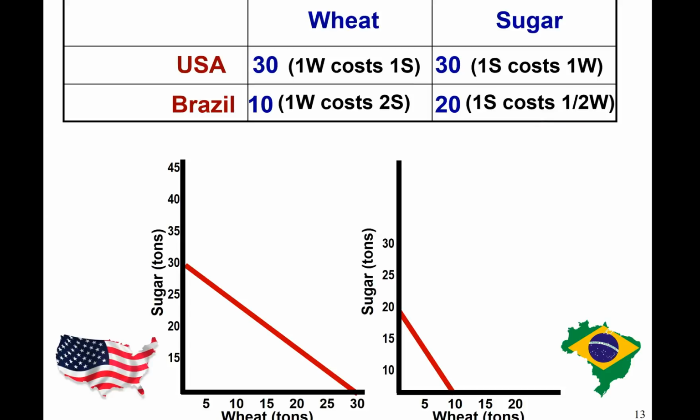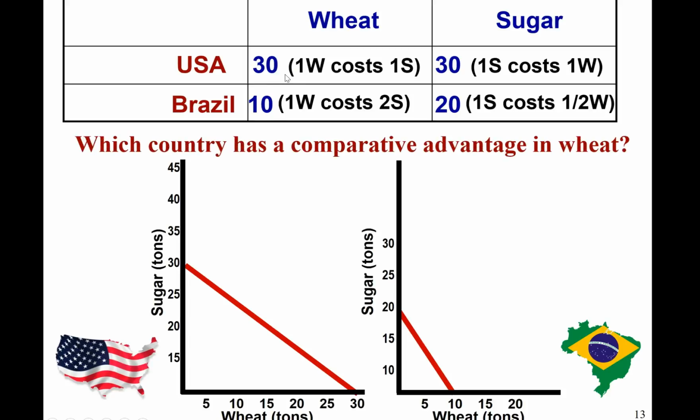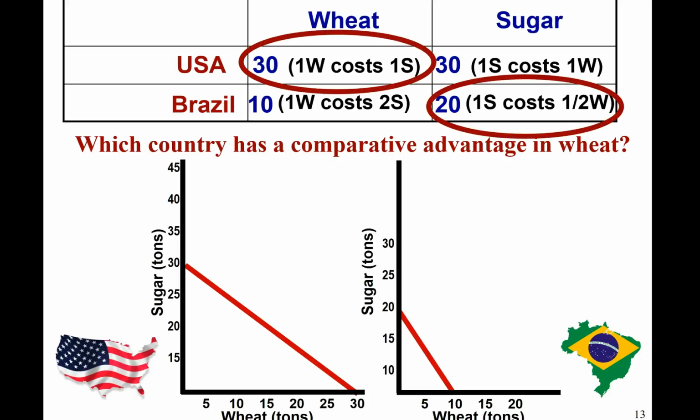Now that you've got this, you can compare the opportunity cost very easily. We can see that in wheat production, the USA's cost is 1 sugar, Brazil's cost is 2 sugar. So clearly the USA can produce wheat cheaper. And in sugar production, for the USA, 1 sugar costs 1 wheat, and for Brazil, it only costs 1/2 of a wheat. Therefore, Brazil has a lower opportunity cost, or comparative advantage, in sugar. Once we identify that, we can say that the USA should specialize in and export wheat, and Brazil should specialize in and export sugar. The two nations should trade. The USA should import sugar from Brazil, and Brazil should import wheat from the US.